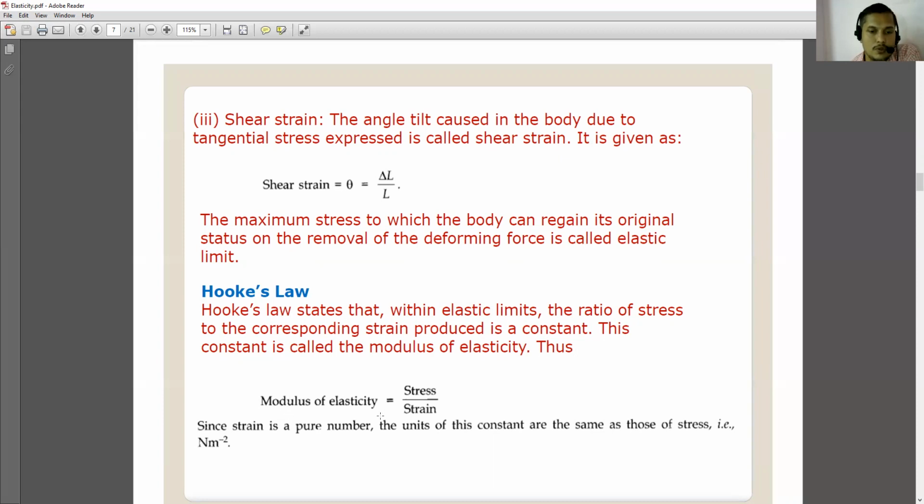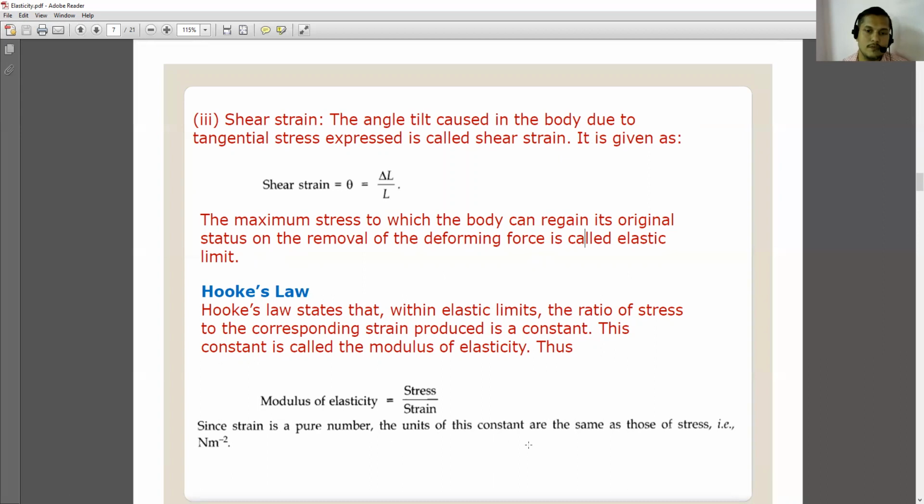Thus, this modulus of elasticity is equal to stress upon strain. Since strain is a pure number, the units of this constant are the same as those of stress, that is Newton per meter square. So here we are discussing the Hooke's law.